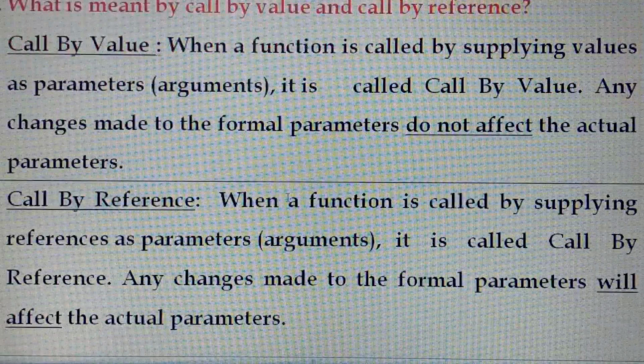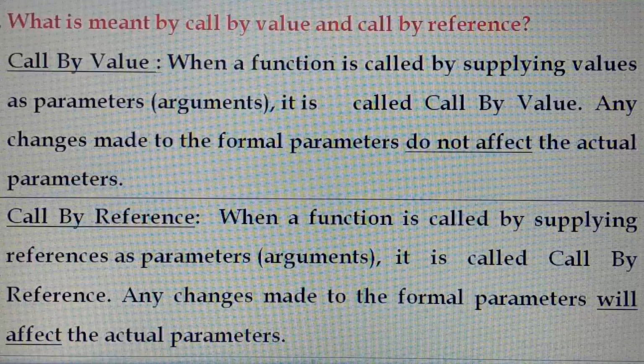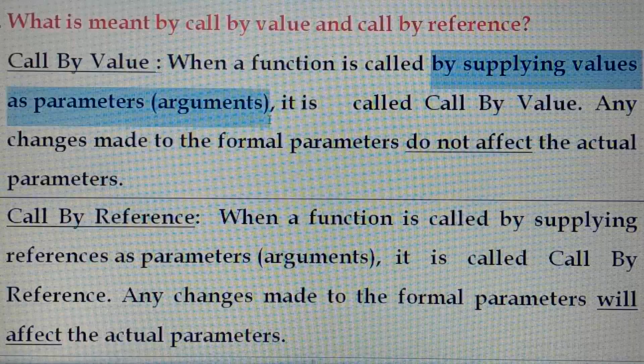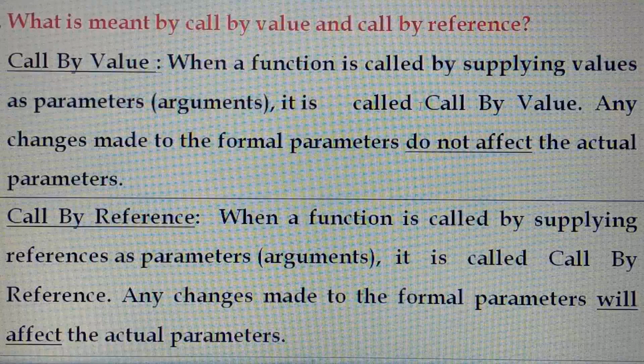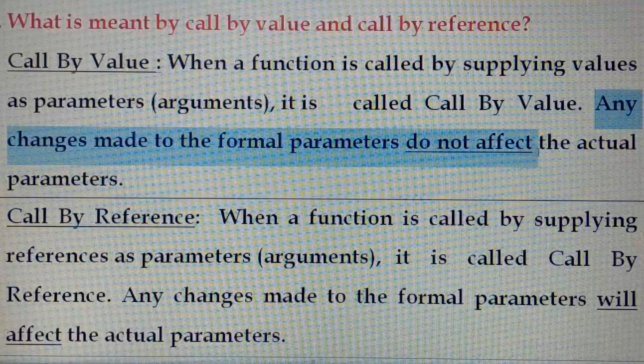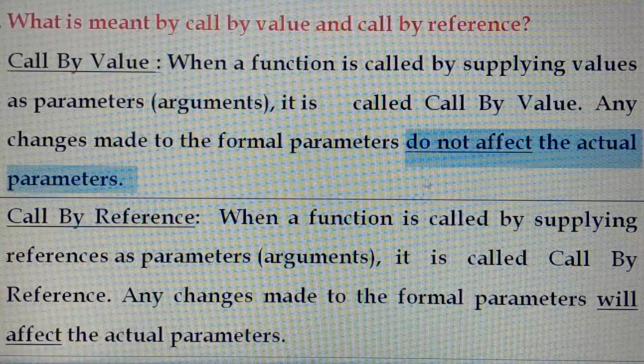The next question is, what is meant by call by value and call by reference? This concept you have already learned in C also, but it is a very important question. Call by value: when a function is called by supplying values as arguments. The main concept is supplying values as parameters or arguments. It is called call by value. Any changes made to the formal parameters do not affect the actual parameters. This is a very important difference.